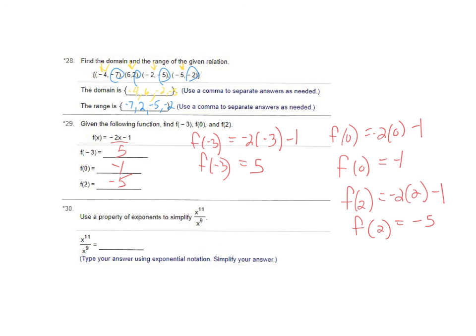And then our last one here, if we have 11 x's, and then 9 x's, everything will cancel out except for these two. Or I could just subtract the 11 minus the 9 and say this is x squared.